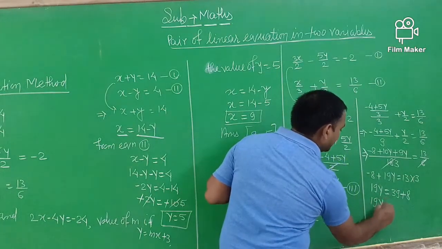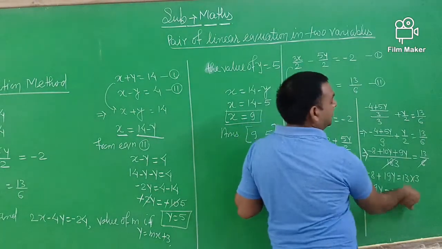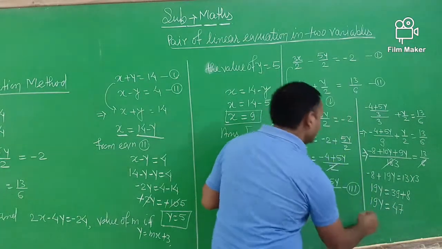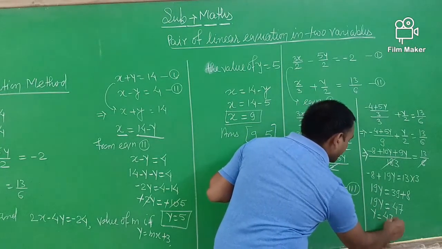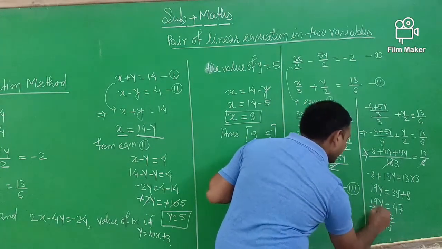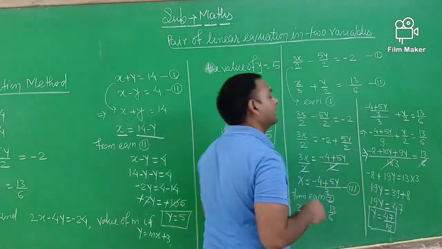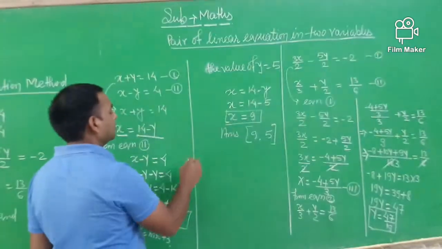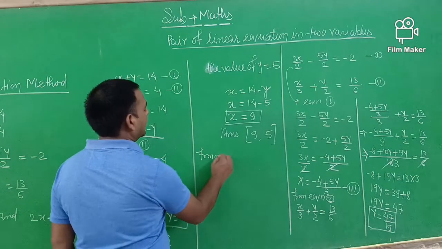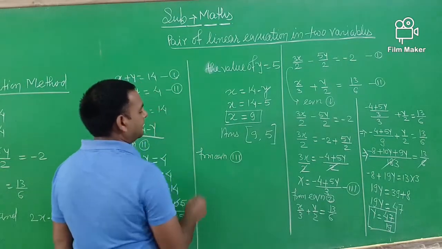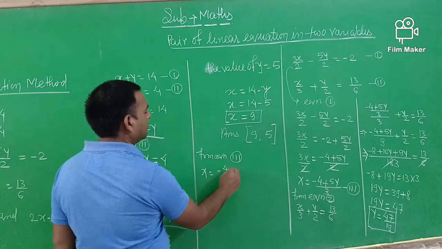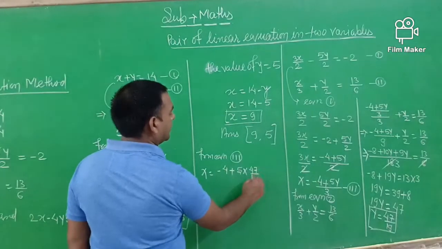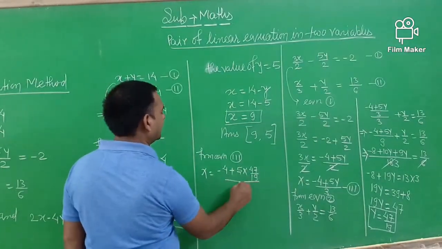So 19y is equal to 13 3s are 39 plus 8. So 19y is equal to 47. So y is equal to 47 upon 19. This is the value of y. I put this value of y in equation number 3. So from equation 3, x is equal to minus 4 plus 5y, the value of y is 47 upon 19, and divide by 3.